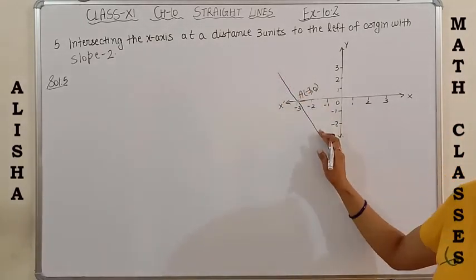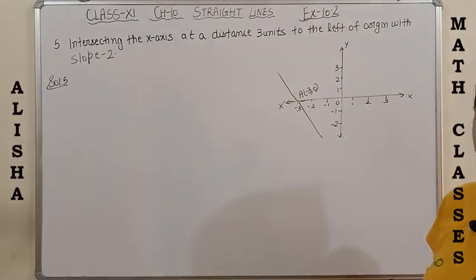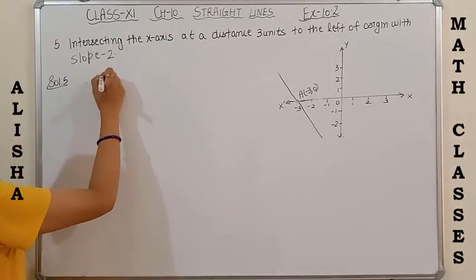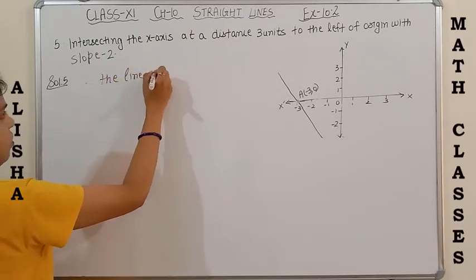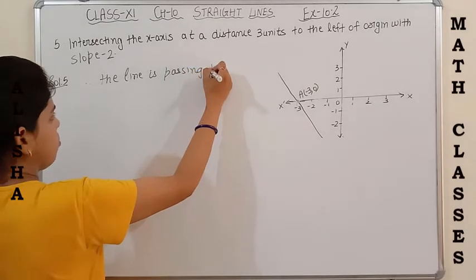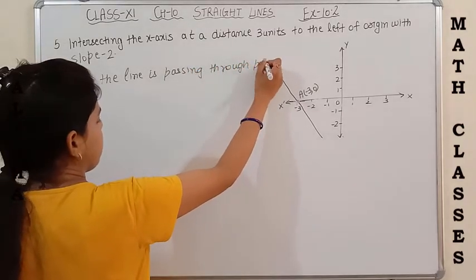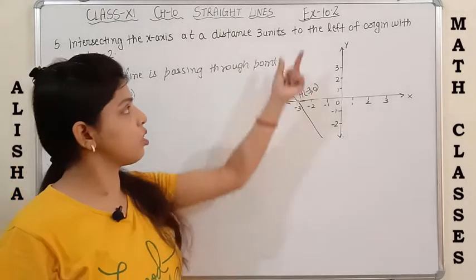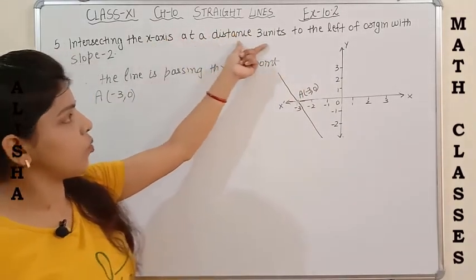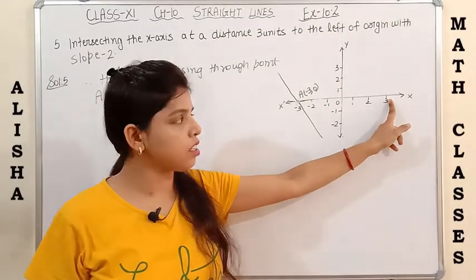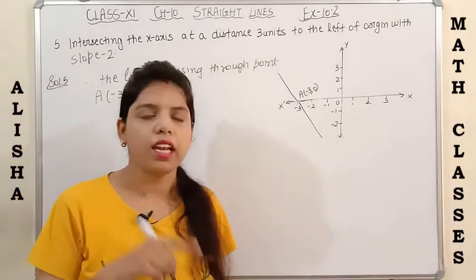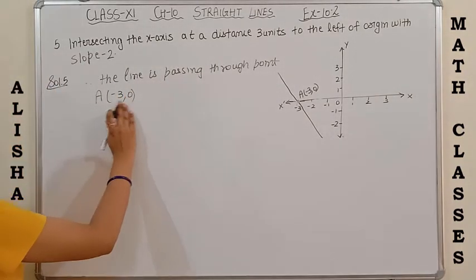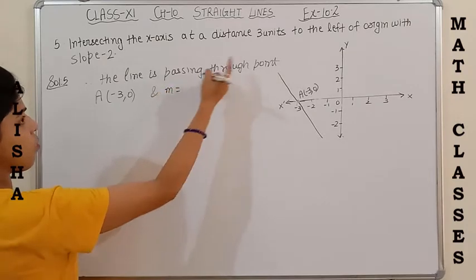Here I have drawn this line like this. It can be like this also. It can be anything, because we don't know the exact equation. So here I have drawn it like this. So we can write down, therefore, the equation of the line passing through point A, minus 3, 0. If it is given in the question that the line is at a distance of 3 units to the right of the origin, then that means this line is passing through the point 3, 0. So you have to just remember, on the left all the points of the x-axis are negative, on the right all the points of the x-axis are positive. So at minus 3, 0, and here the slope is given, slope is equal to minus 2.